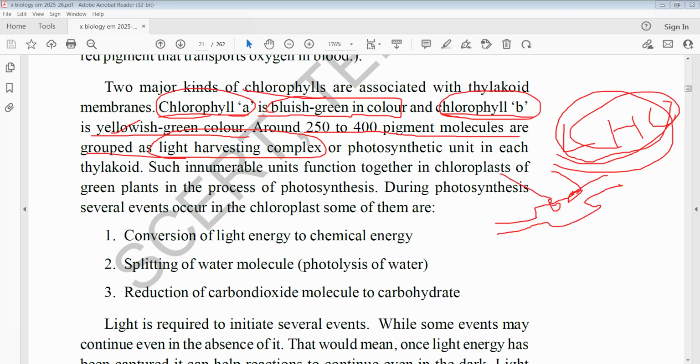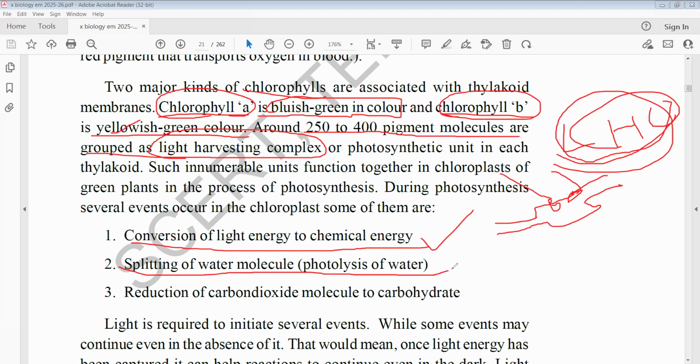And here three important sentences are given, that is the function of chloroplast. The main functions of chloroplast: first, it converts the light energy into chemical energy by capturing sunlight with the pigments. Second, splitting of water molecule, that is photolysis of water.